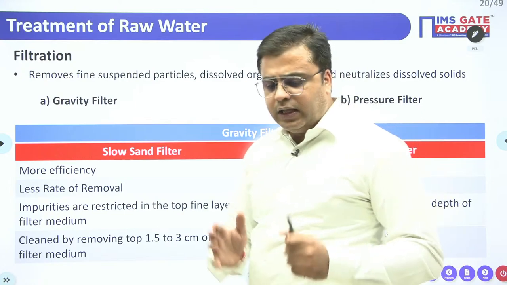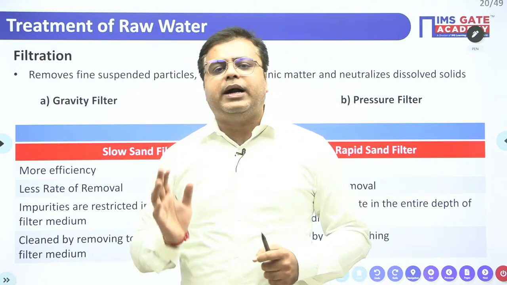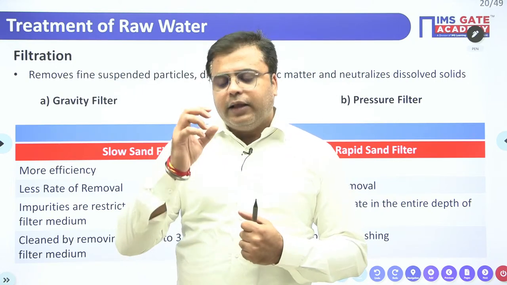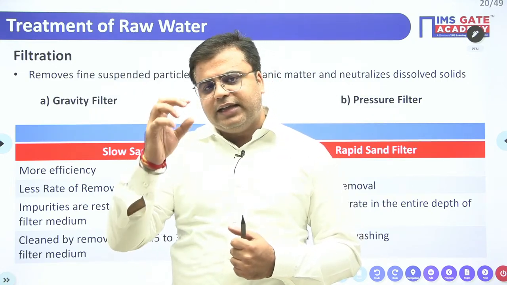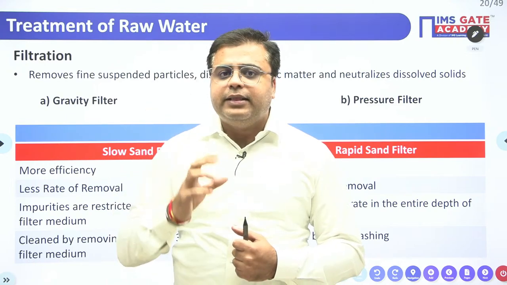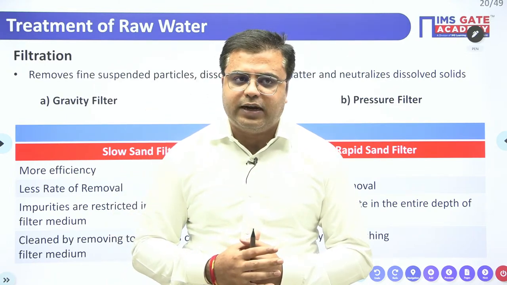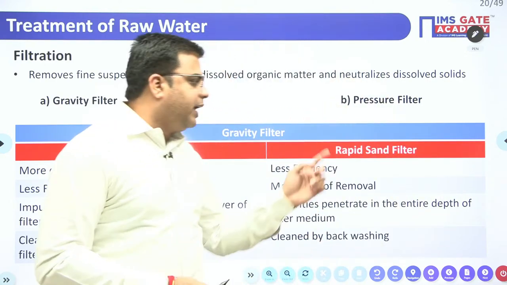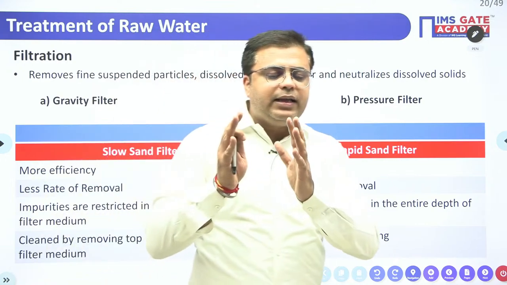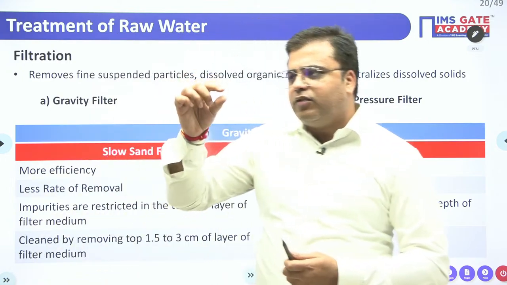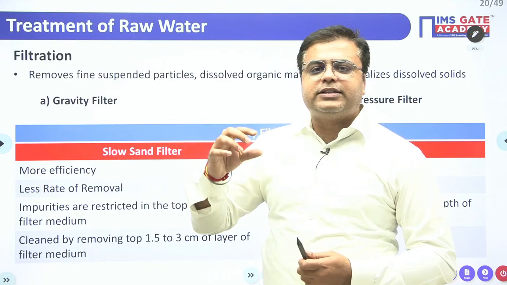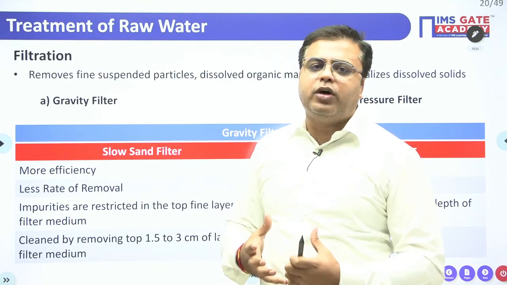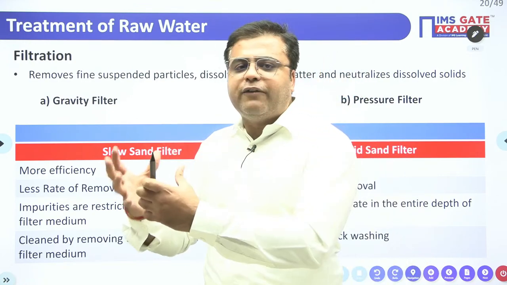My dear students, depending upon the size of the particle of the filter medium, we have classified the filters into two categories. In which the size of the particle is of finer size, that type of filter is known as a slow sand filter. But if the comparative size of the particle is more, it is known as rapid sand filter. You can very clearly understand this. If the size of the particle is less, then this filter is capable of removing more amount of particle. And if a filter is capable of removing more particles, it is showing more efficiency of removal.